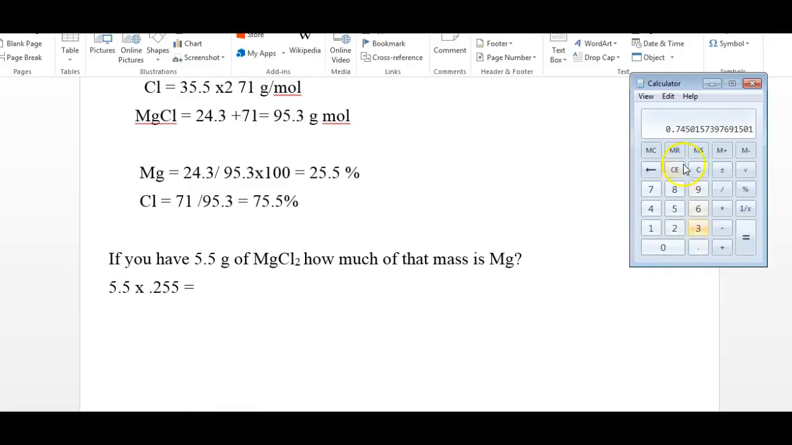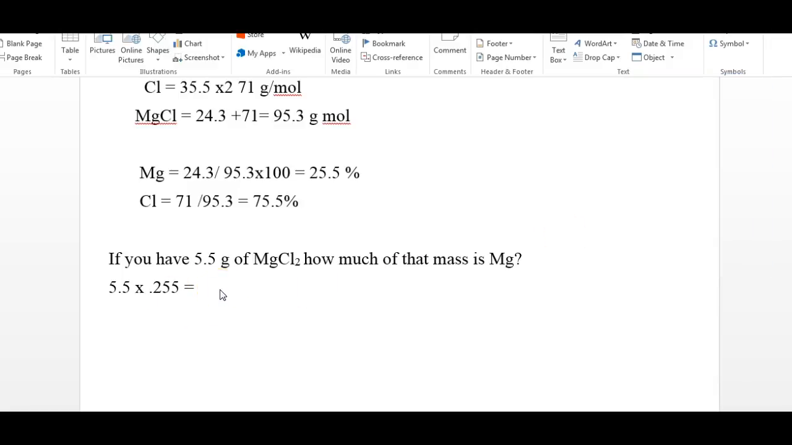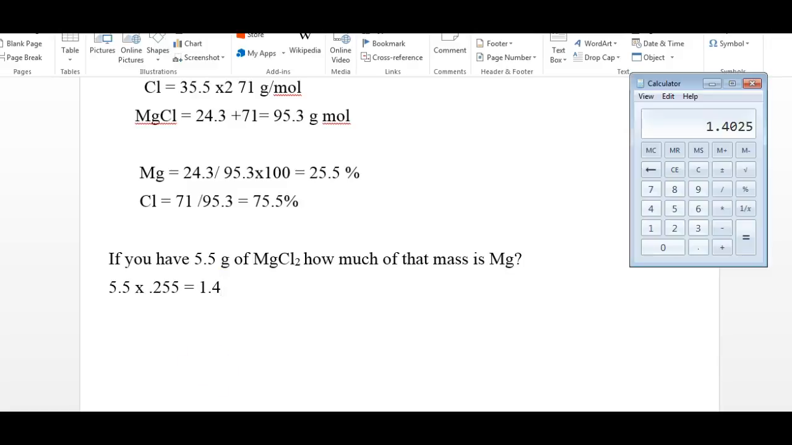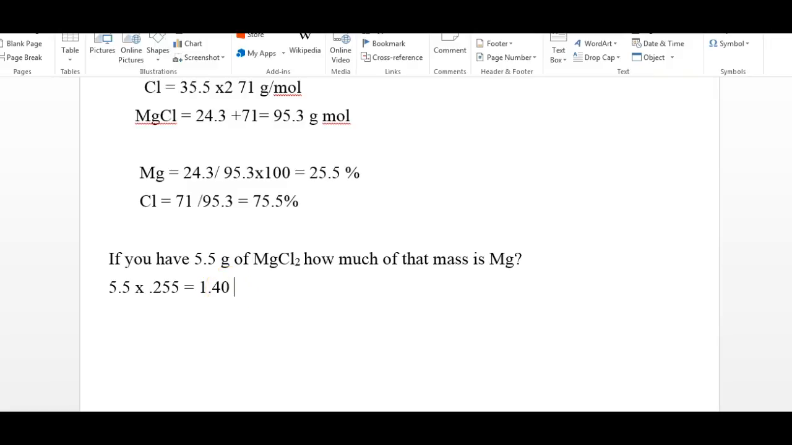So if we get our calculator, we go 5.5 times 0.255, it's going to be 1.4. And we can even look, does it round up? Nope, 1.40 grams. So then if we did the other one, if we did this 0.755, we should see the chlorine should make it come back to 5.5. So let's do that.